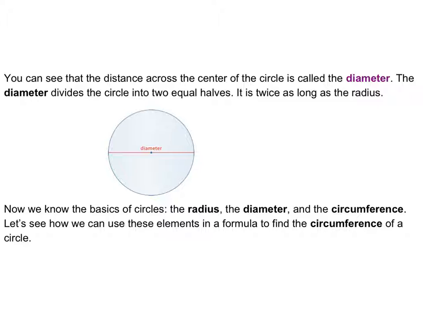You can see that the distance across the center of the circle in this picture, so we go all the way across, going through the middle of it, is called the diameter. The diameter divides the circle into two equal halves. The diameter is twice as long as the radius. So now we know the basics of circles: the radius, the diameter, and the circumference. Let's see how we can use these elements in a formula to find the circumference of a circle.